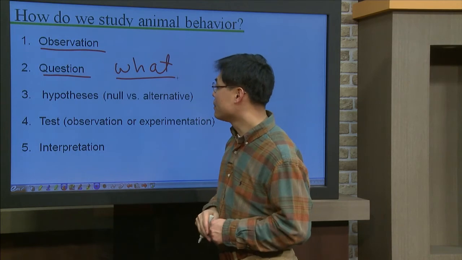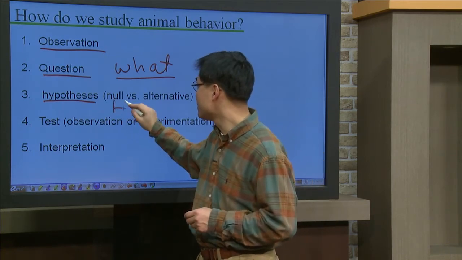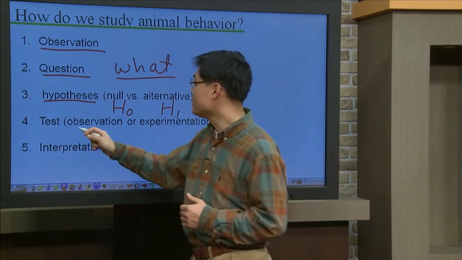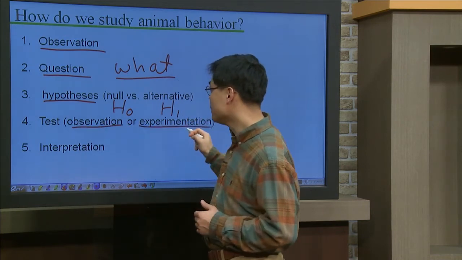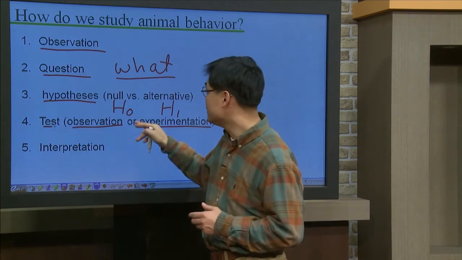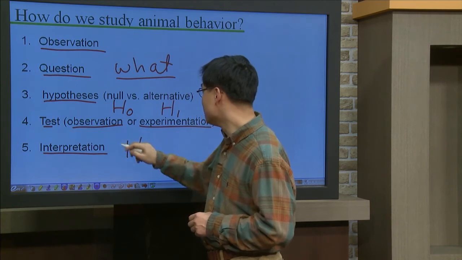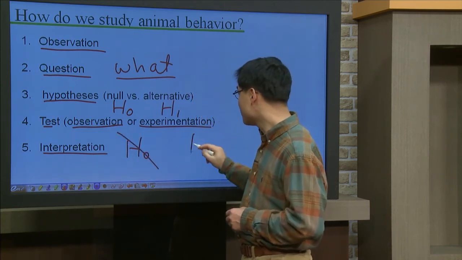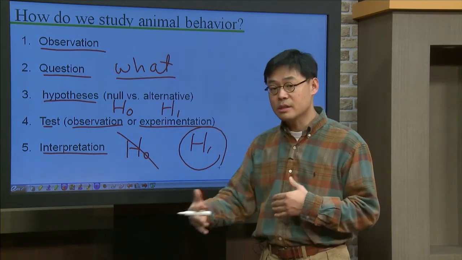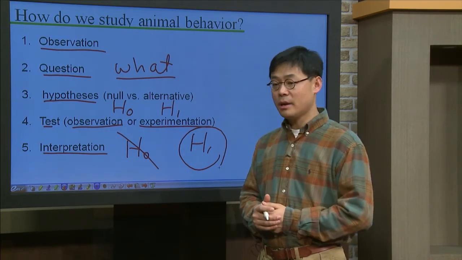You come up with a question. Then you frame a hypothesis. You usually have more than one hypothesis, for example, a null hypothesis and an alternative hypothesis. Then you test it. You test by doing observation or experimentation. Then, using the data from this test, you either support or reject the hypothesis. So that's the interpretation. Let's say you may reject the null hypothesis, and you support the alternative hypothesis. That's the interpretation. This is how we do science, and we are going to apply the same method to all the questions about animal behavior.